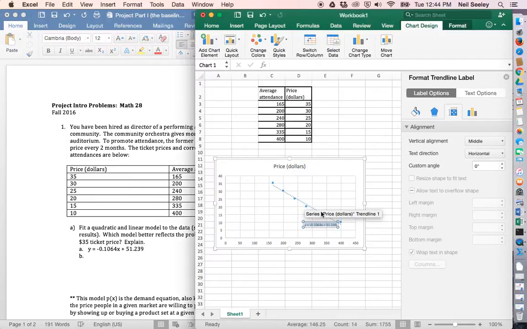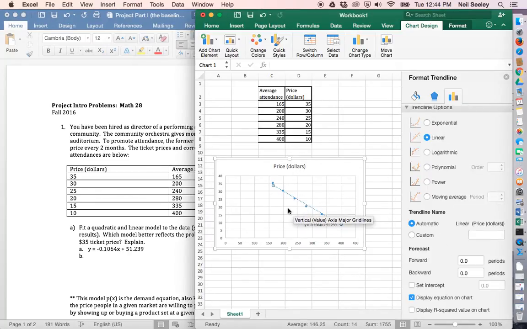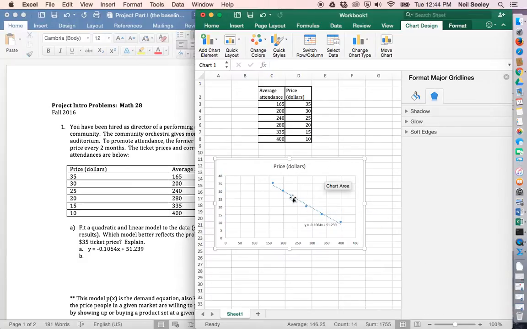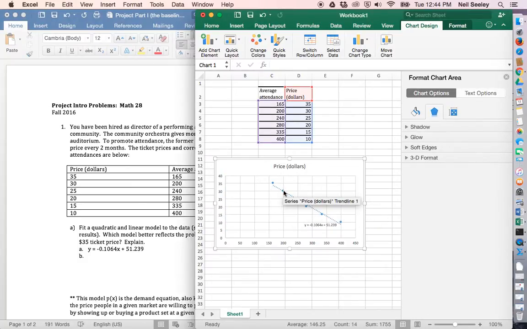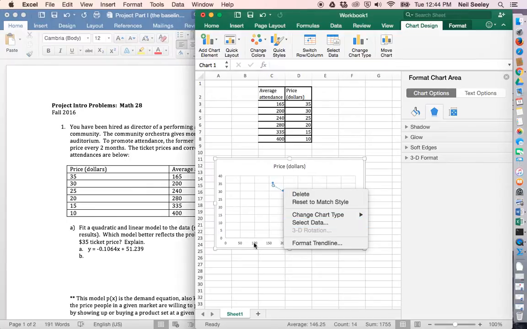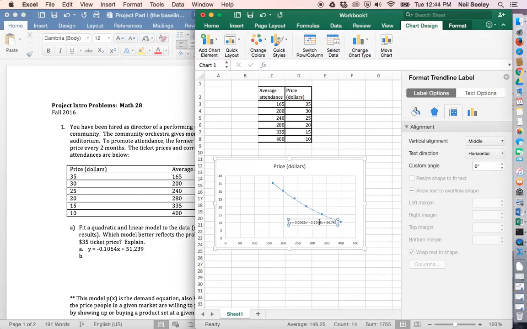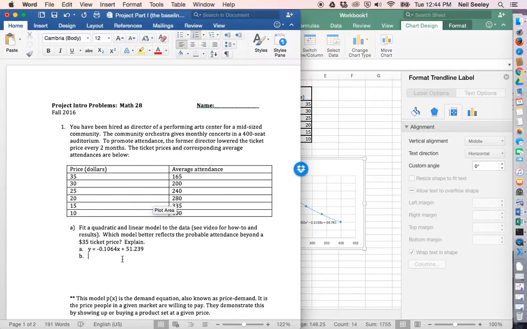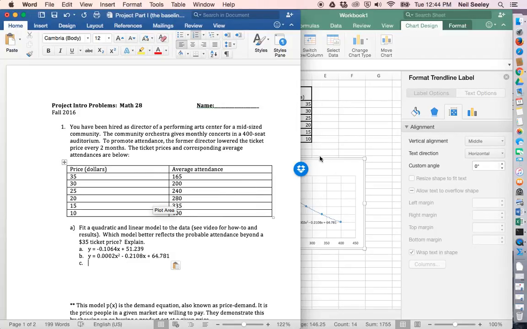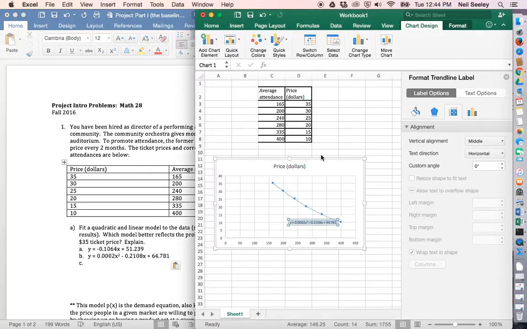Let's do our quadratic. So when I'm over here and formatting my trend line, I can start over. I'm going to right-click, start fresh. Just click on a data point that's in there. If I click on one of my data points and hit right-click, it says format my trend line or add a trend line. Either one's fine. But I want my polynomial order 2. And I want to click on it and highlight that equation, or handwrite it, or however you want to go about it, and copy and paste that. There's my quadratic model.